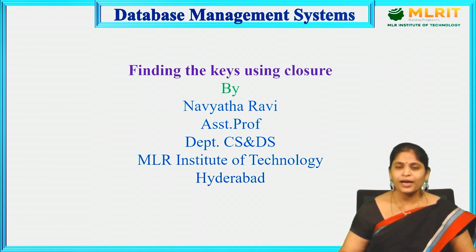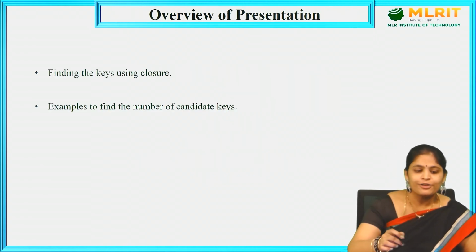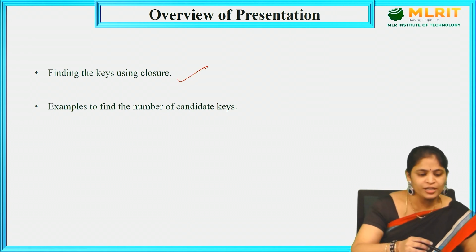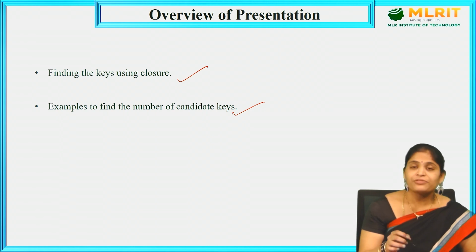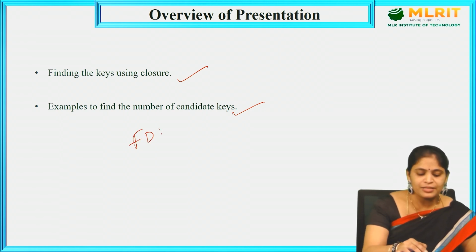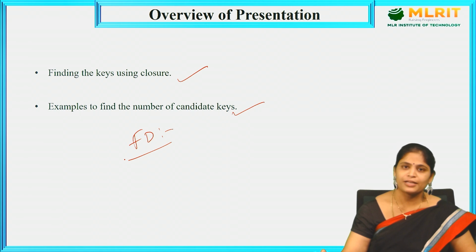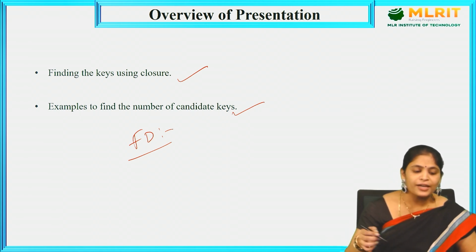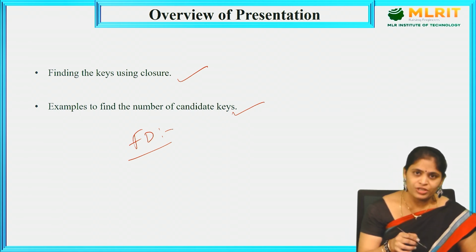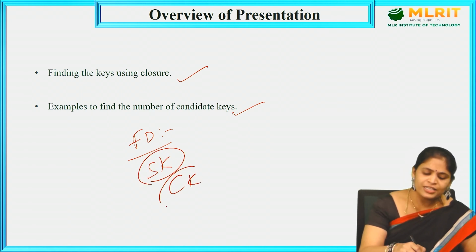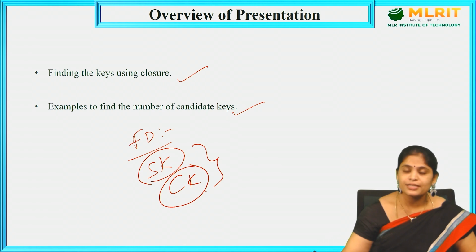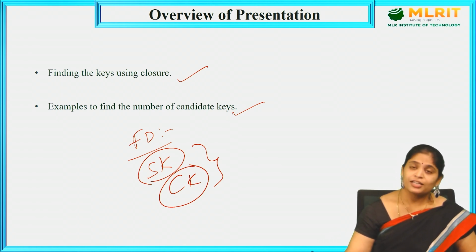Today I am going to discuss the topic finding the keys using closure. The overview of my presentation includes finding the keys using closure and the examples to find the number of candidate keys. Already we have discussed functional dependencies and how to find them in our previous sessions. Now we have to find the closure to obtain some super keys or candidate keys, which we have already discussed in our previous sessions, the different types of keys.